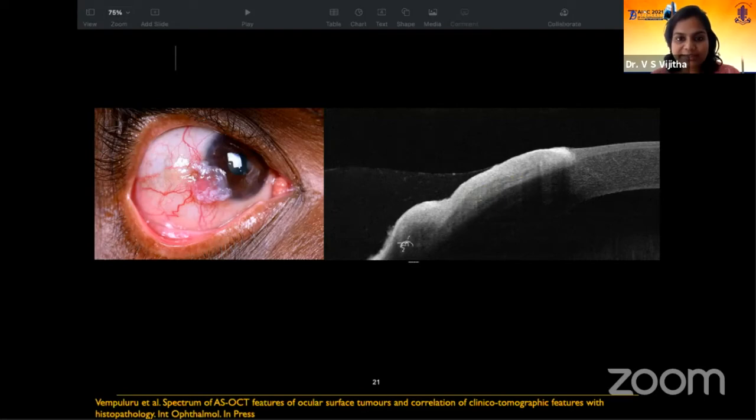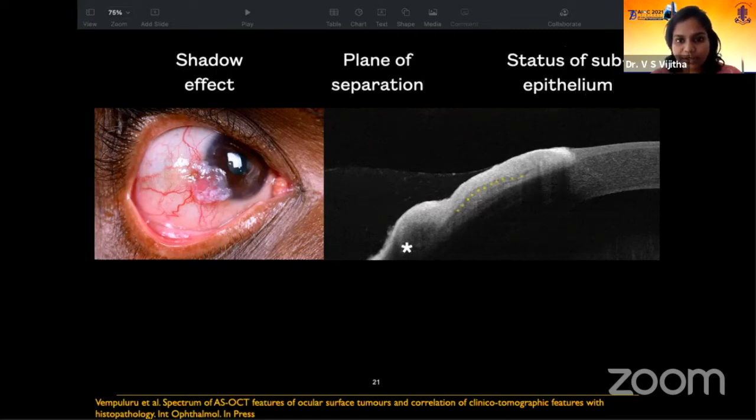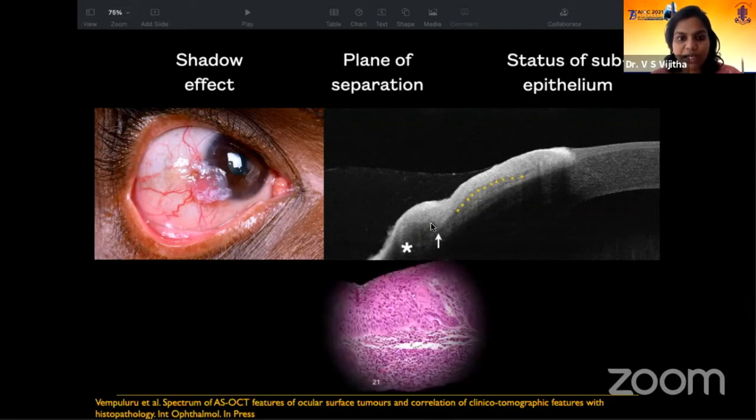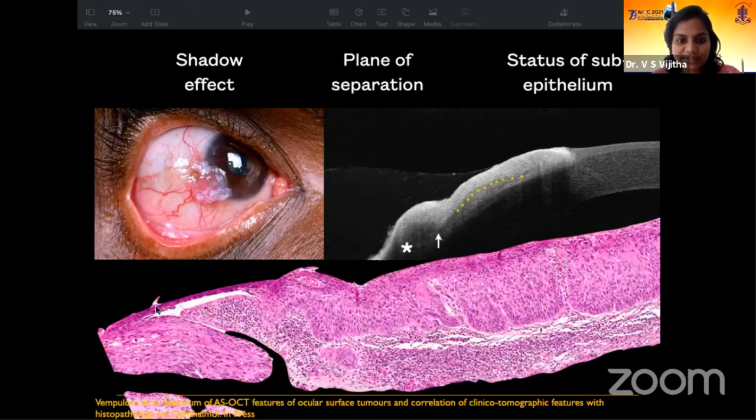Now, as you trace them towards this asterisk, you may note that there is loss of this clear plane of separation. And on histopathology, this corresponds to an island of invasion.